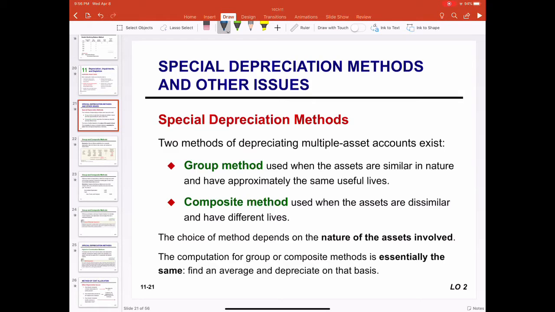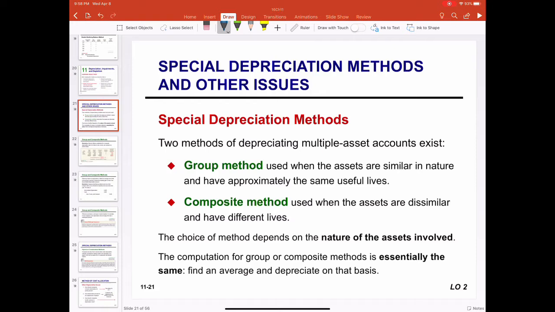In this section, I'm introducing some special depreciation methods. In reality, a firm's property, plant, and equipment may include many different fixed assets. So to apply different methods to different assets will be very time consuming. We can classify the assets into different groups and apply the same depreciation rate to all the assets.